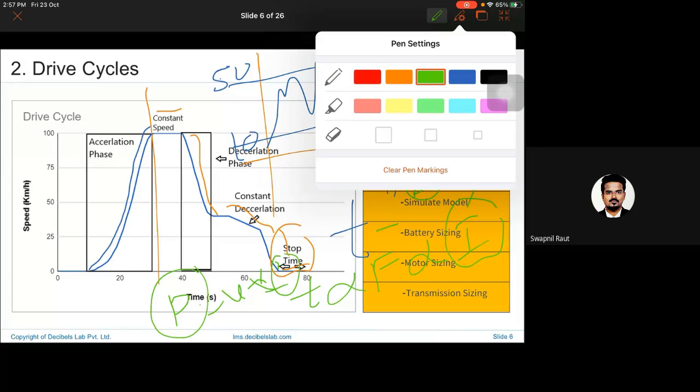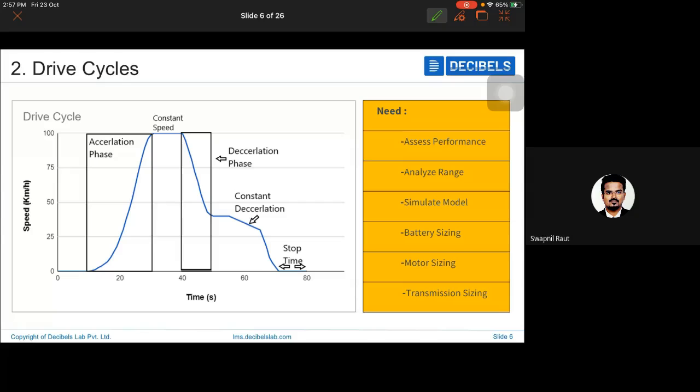I'm just giving this overview. I don't want to go too complex, because we have a course where we do studies and drive cycles for, let's say, 6 hours, and we build a powertrain simulation model where we study all the components and their behaviors with respect to different drive cycles.